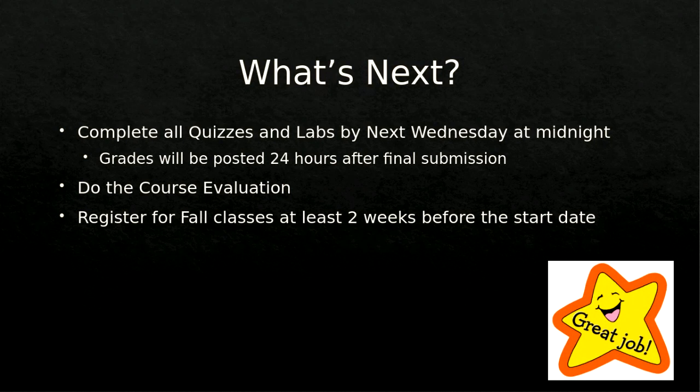So the course evaluation is just a survey of our class. It takes about 5 or 10 minutes to complete, so please do that before next Thursday. And the last thing you need to do is register for your fall classes at least 2 weeks before the start date. If the class does not have enough students in it, they will cancel the class a week before the class starts. So if you try to register a few days before the class starts, it's going to be too late. You need to register at least 2 weeks before the class starts. So the best time to register is now, all the way up till about August 10th. August 10th, 11th would be probably, you need to make sure you do it before then, okay?